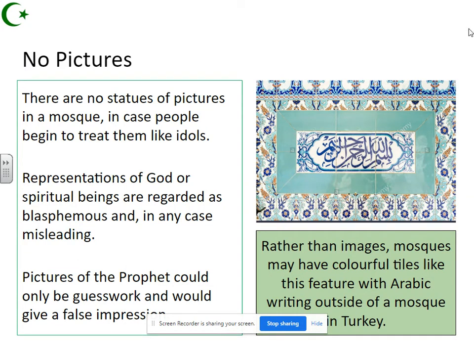So representations of God or spiritual beings are regarded as blasphemous, and in many cases are quite misleading. So pictures of Prophet Muhammad, for example, would be considered to be guesswork and might give a false impression. Muslims believe that you can't really understand what the Prophet or God would look like, and therefore to create a picture of them would do them an injustice. So please avoid adding any pictures to your mosque. Instead, you can get very creative and add some Arabic depictions or writing or designs in your mosque.